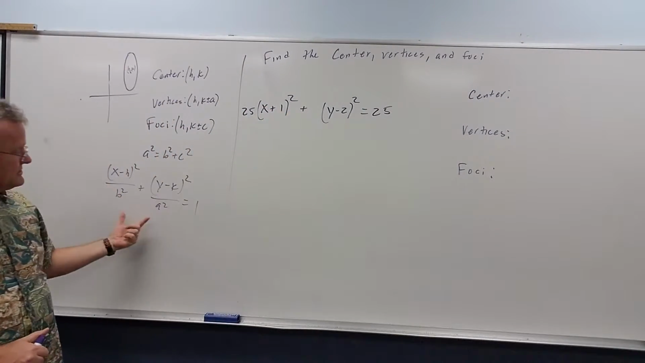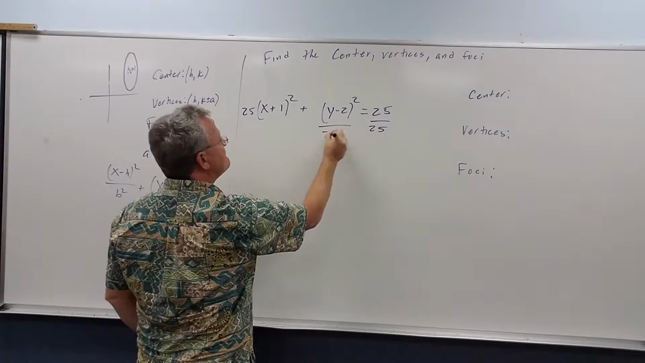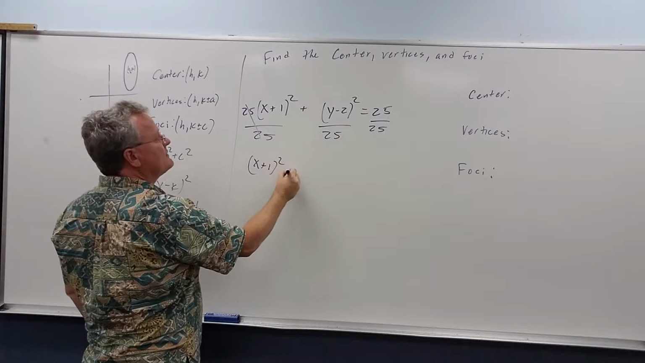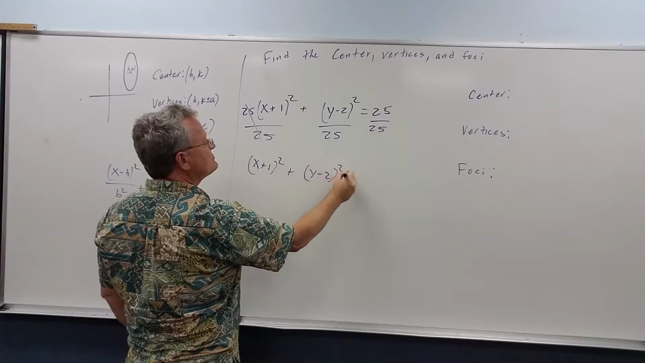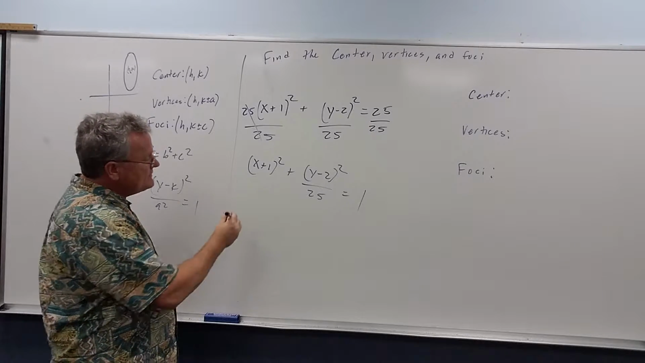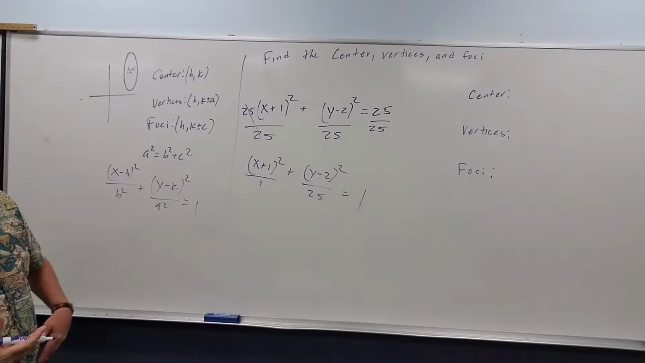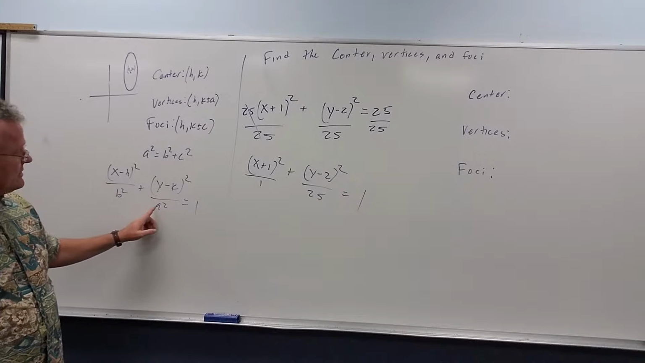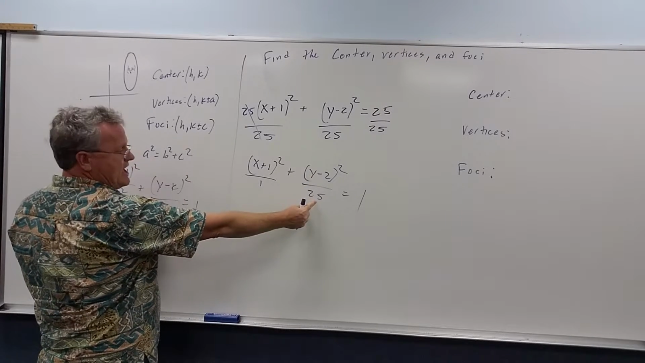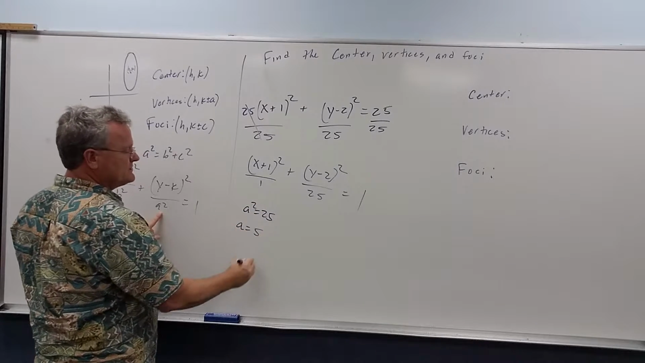We want our equation equal to 1, so we need to first divide everything by 25. Those cancel, and we get (x plus 1) squared plus (y minus 2) squared over 25 equals 1. If you want, you can think of this as (x plus 1) squared over 1. It makes it a little clearer that the larger number is under the y, so a squared is 25. Take the square root, a is 5.